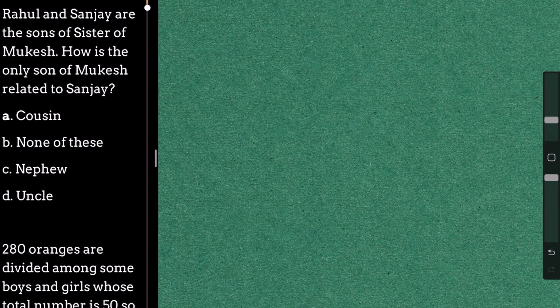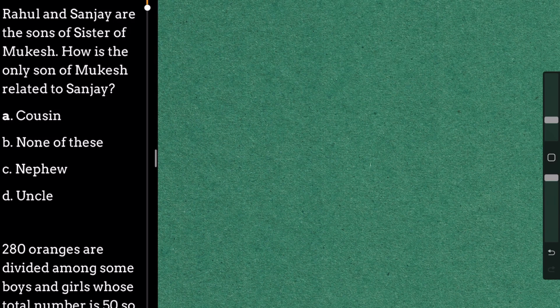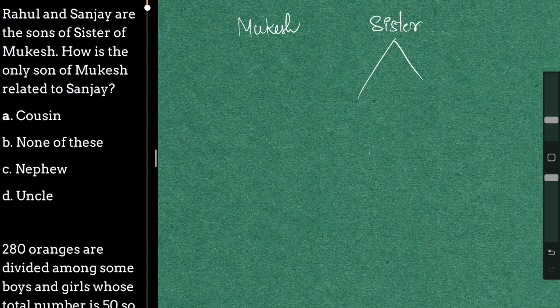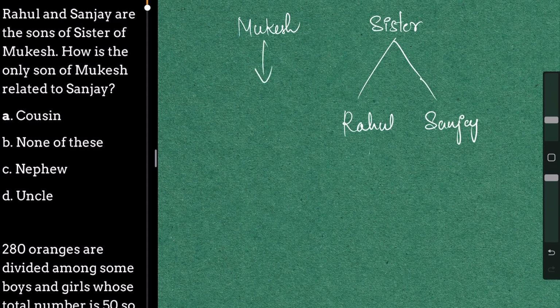Now let's move on to the next question, which is related to blood relations. They say Rahul and Sanjay are the sons of sister of Mukesh. How is the only son of Mukesh related to Sanjay? Okay, let's write down the names so that it's easy for us to identify who is who. We have Mukesh. Then his sister has two children who are Rahul and Sanjay. Then Mukesh has one son.